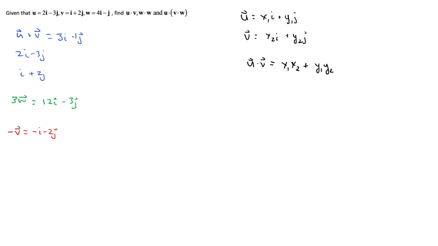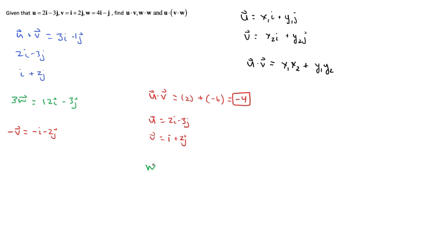Okay, so what do we get here? I want to do u dot v. So we know u is 2i minus 3j. We know that v is 1i plus 2j. So what is u dot v then? We multiply the corresponding components. So we've got 2 times 1, which is 2, plus negative 3 times 2, which is negative 6. Add those together, get negative 4. The dot product is a number. It is not another vector.